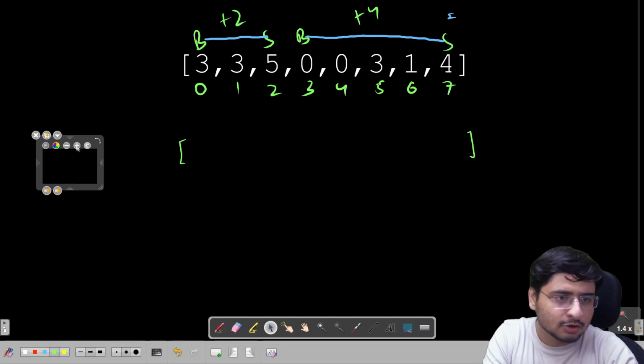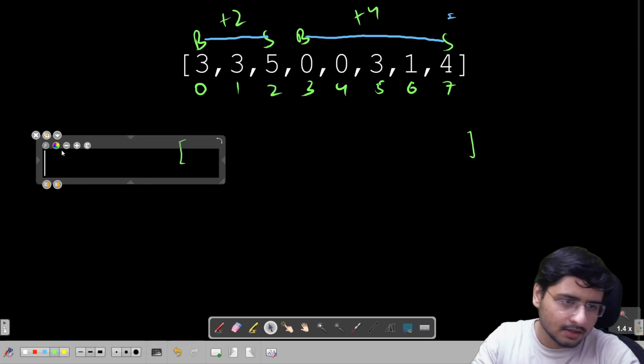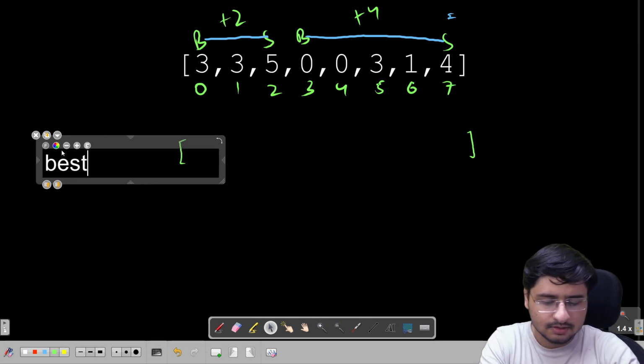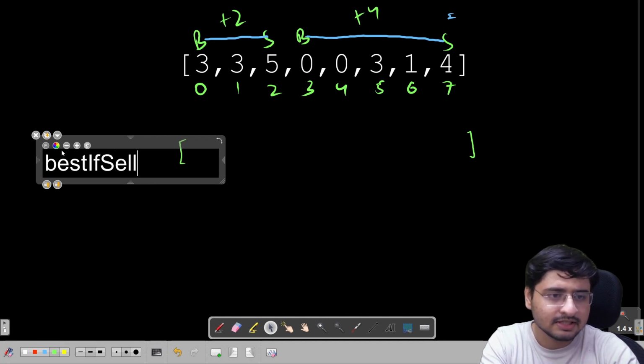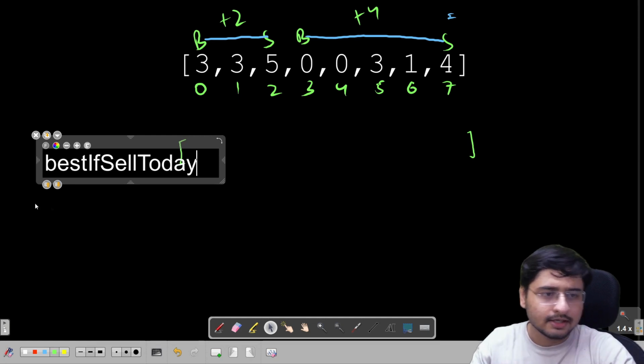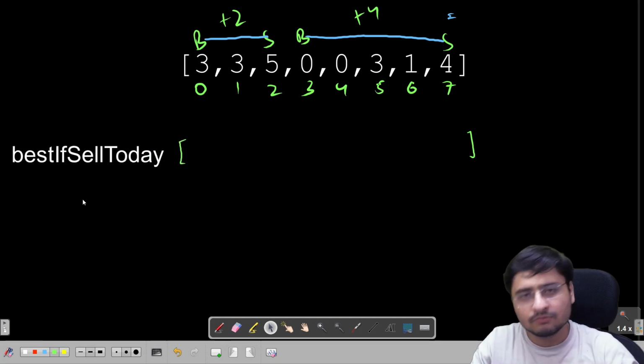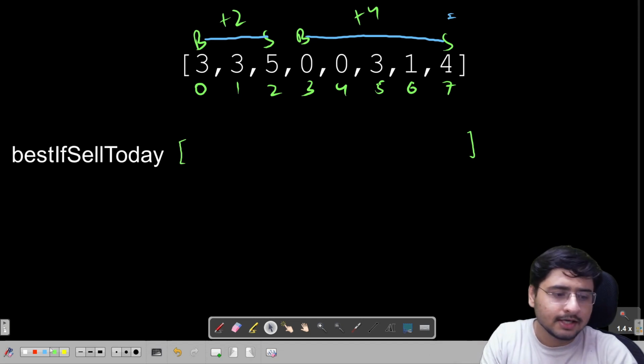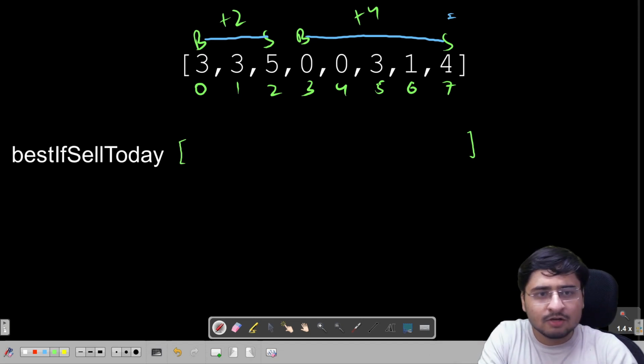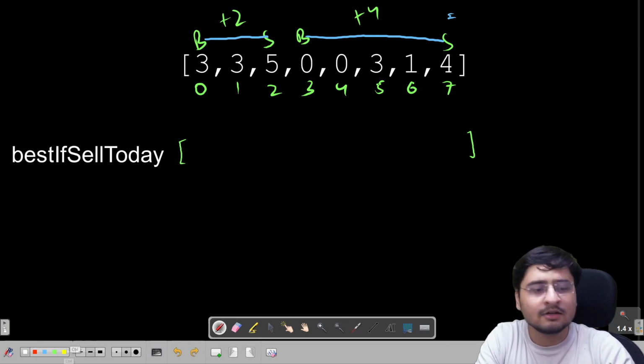let me name this particular array. I'll just name it "best if I sell today." What is the best you're able to make if you sell today, right? So let's consider this particular day. What is the best you're able to make if you want 3 to be the selling day?